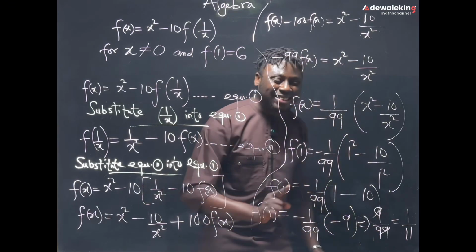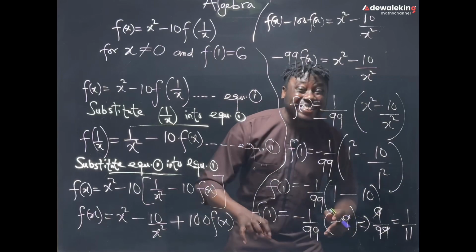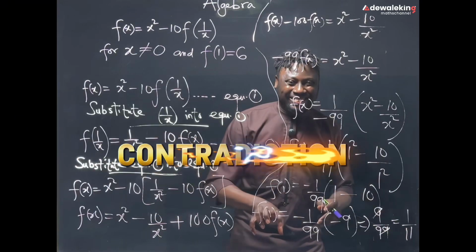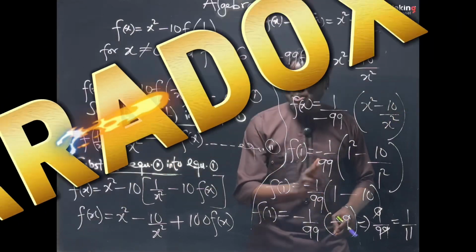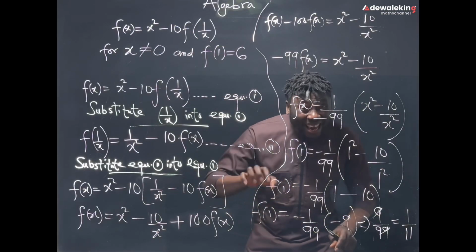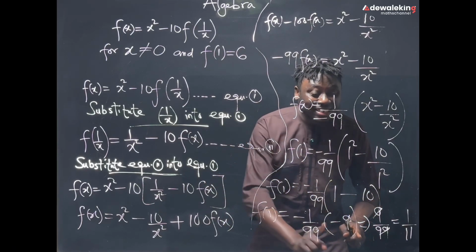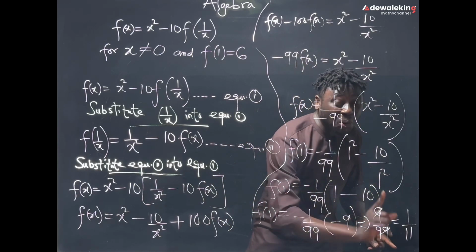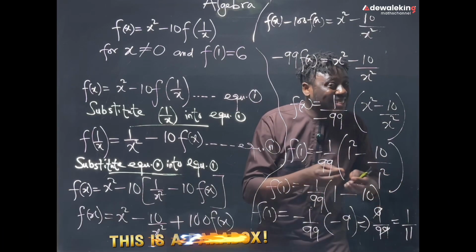So f of 1 is equal to 1 over 11 and not equal to 6, meaning that there is a contradiction. This could be intentional to create a paradox or a trap in the problem, because f of 1 should give us 6, but f of 1 gives us 1 over 11. So this is a paradox.